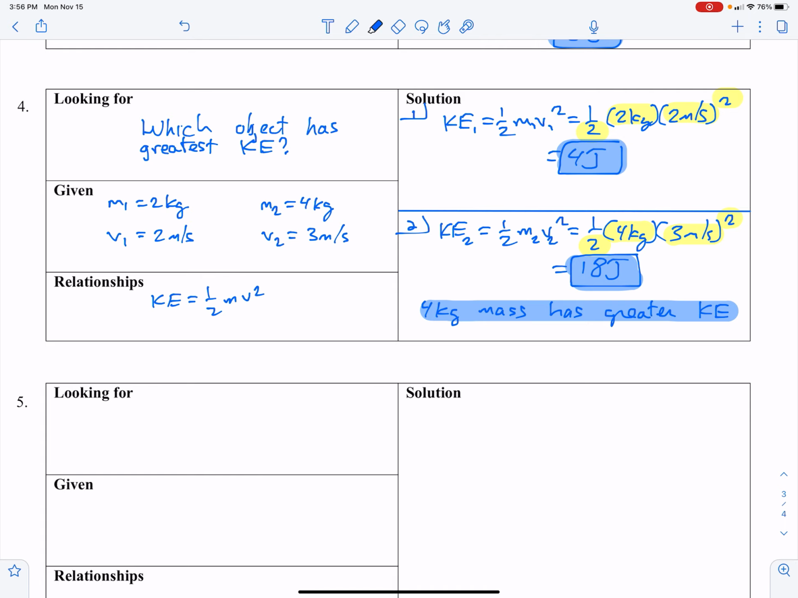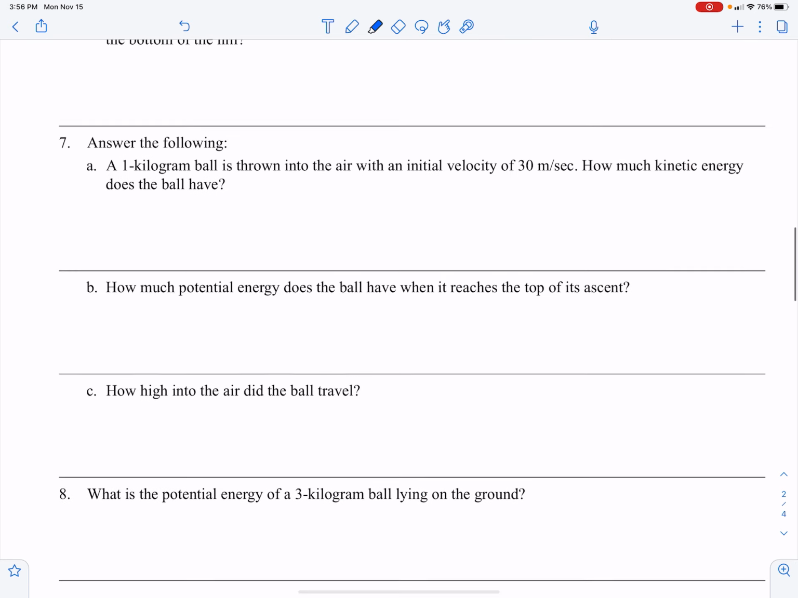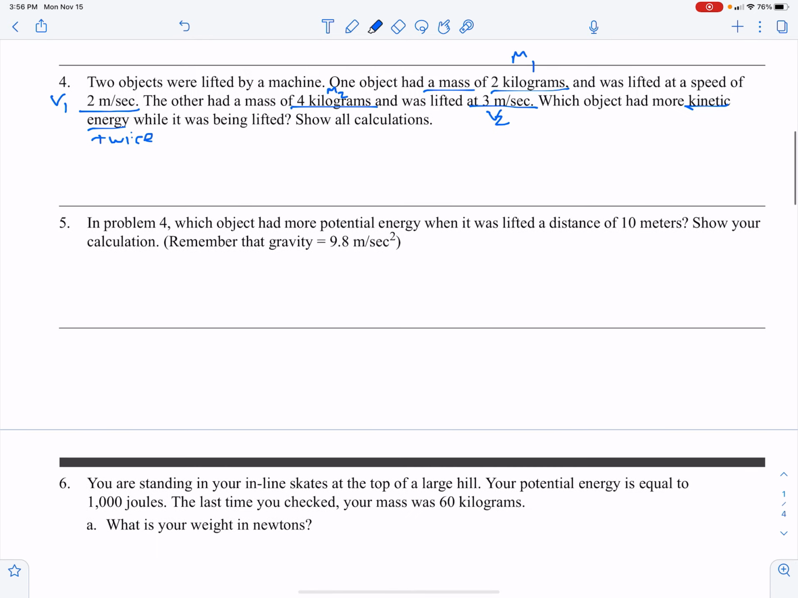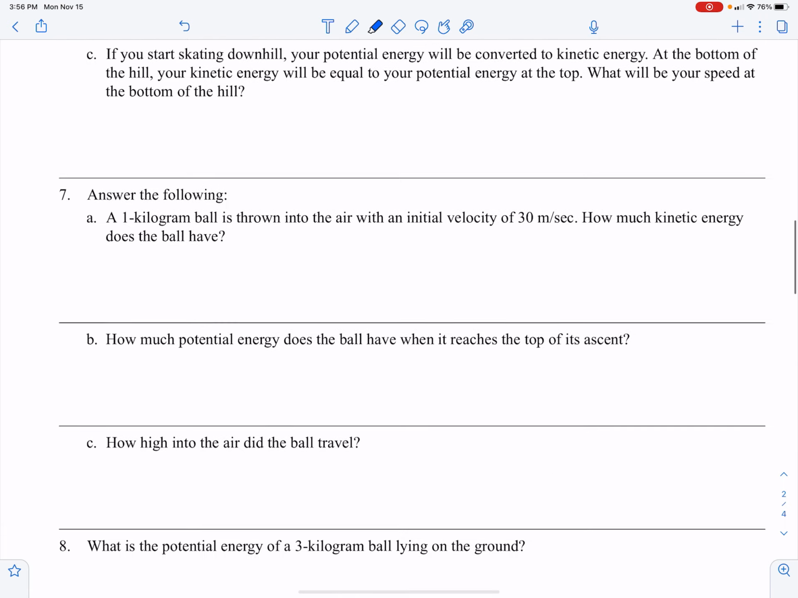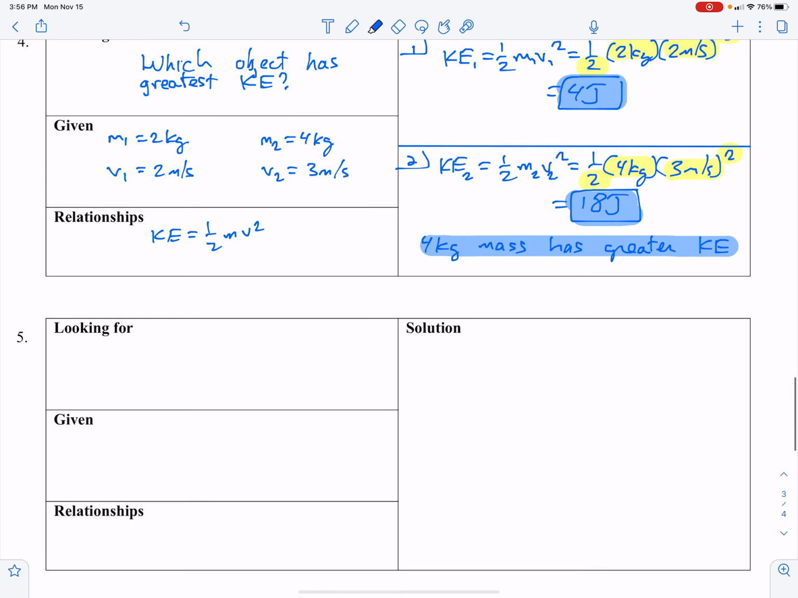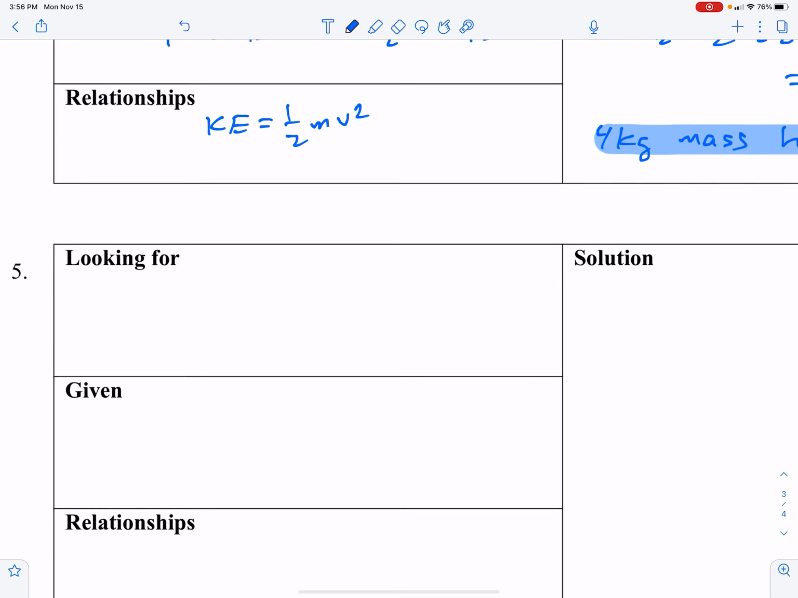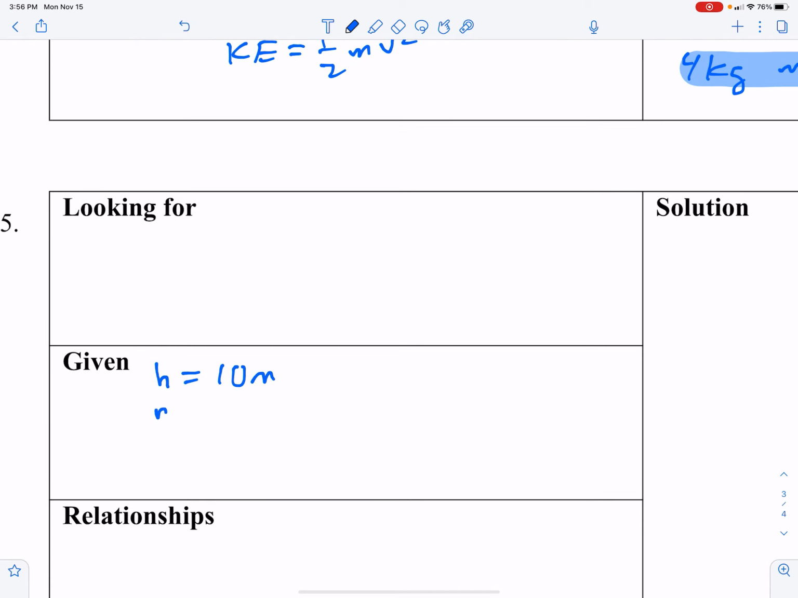Let's take a look at number 5. In problem number 4, which object had more potential energy when lifted a distance of 10 meters? Okay, so now we're doing a potential energy calculation. But we're given the distance, or the height, is 10 meters. So remember our calculations now.